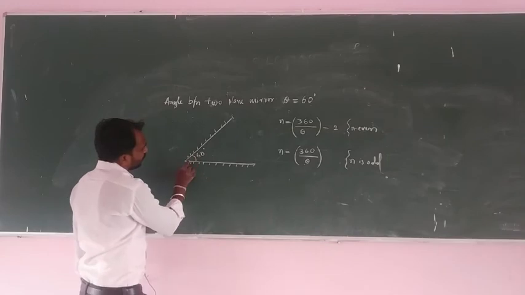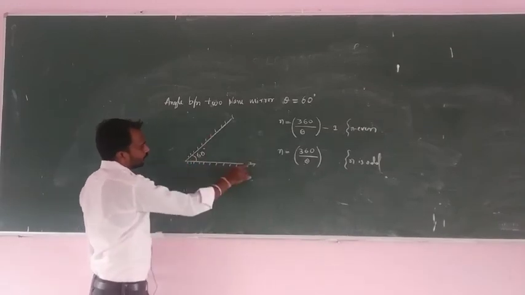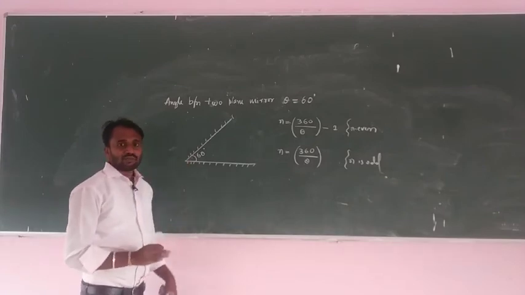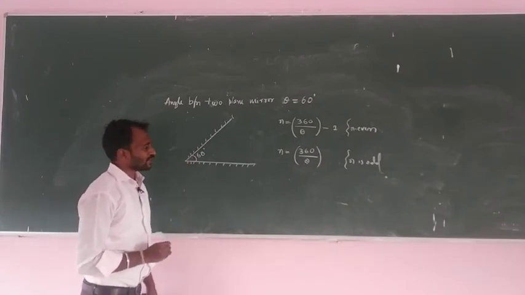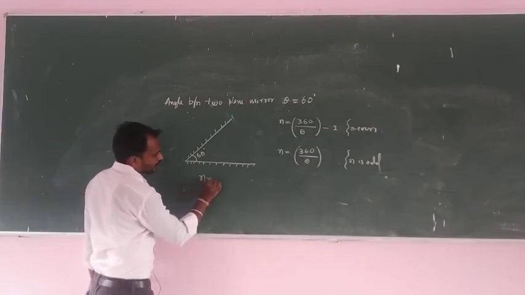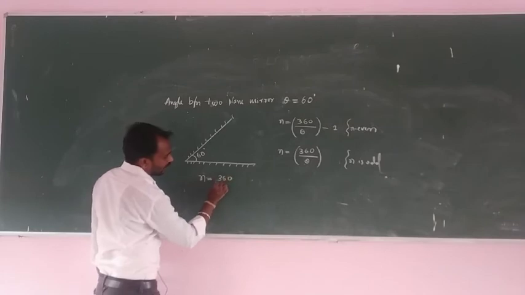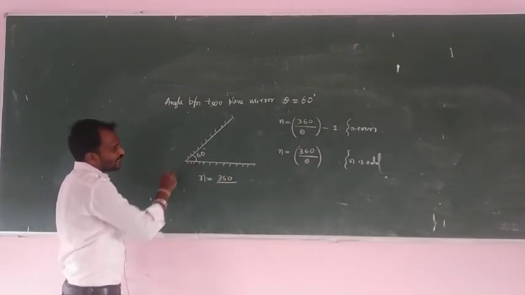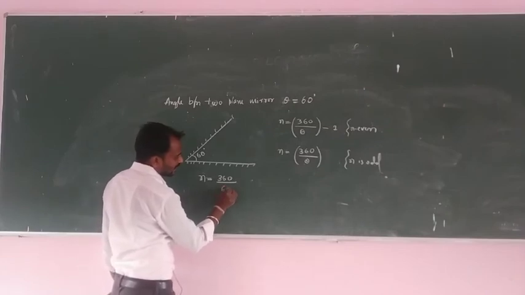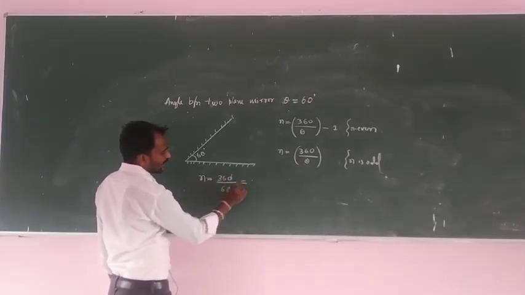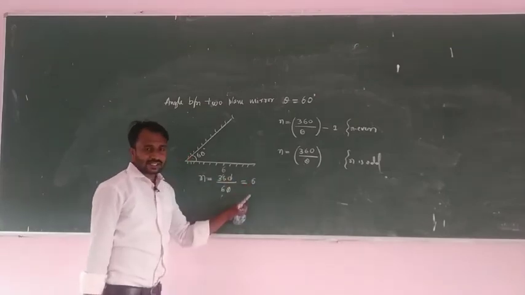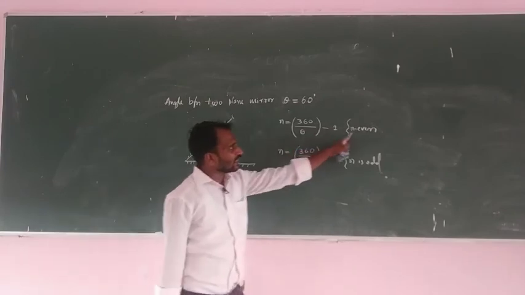Okay, so here two mirrors, the angle in between is 60 degrees. We want to calculate the number of images. Number of images n is equal to 360 divided by theta, where theta means the angle between two mirrors, 60. The zeros get cancelled, 6 over 1. So here we get 6, and we consider 6 an even integer.